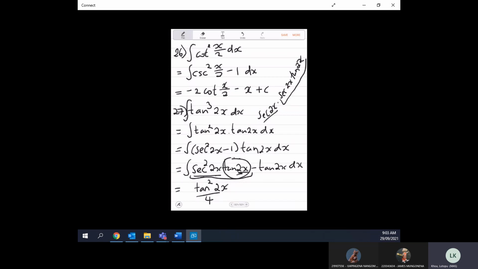Remember, tan 2x is sine over cos, so we will get ln of what's in the denominator, cos 2x, and then we must divide by the derivative of 2x. So this is plus. It's plus because in the numerator we need a negative sign. So it's plus one half ln of cos 2x. And then you add your constant of integration.